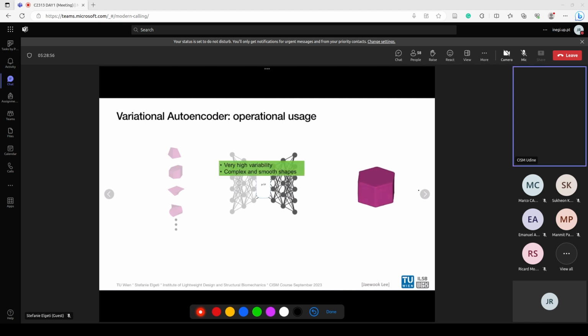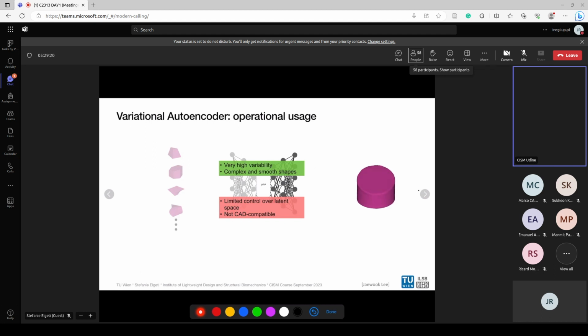Yes. How did you find the shape points? Yes, very good question. The question is how we define the shape signed distance function. So here, of course, we have a very high variability. The shapes can be reasonably complex.